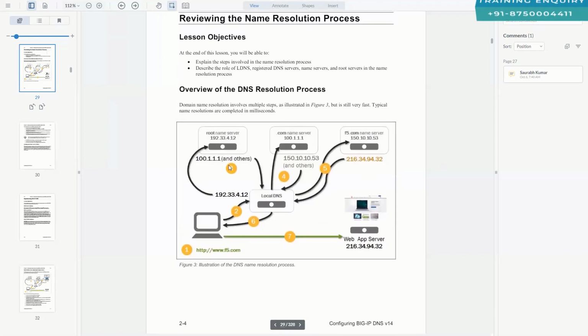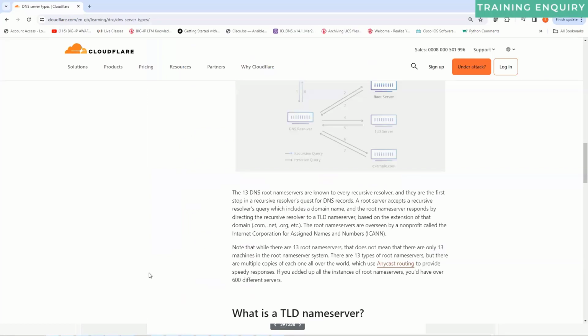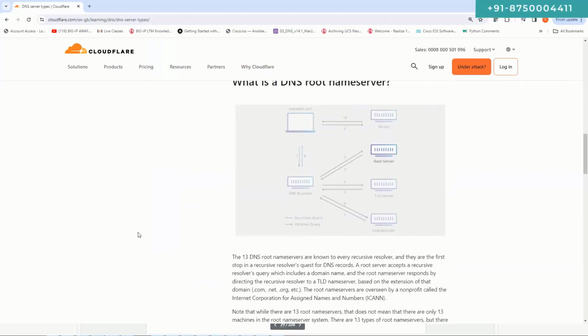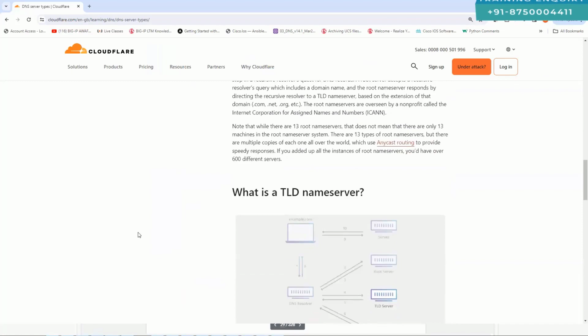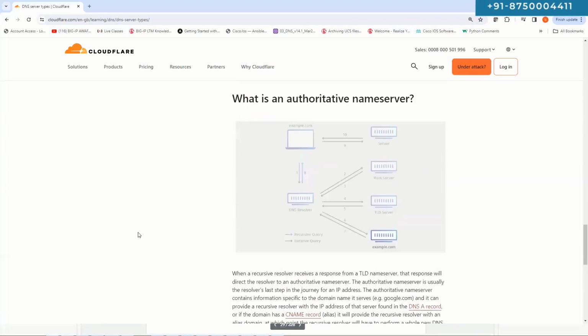The DNS resolution process, we have already gone through it, right? And of course, we also discussed the different types of servers, as I mentioned before: the root servers, the TLDs, and then the authoritative name server, right?